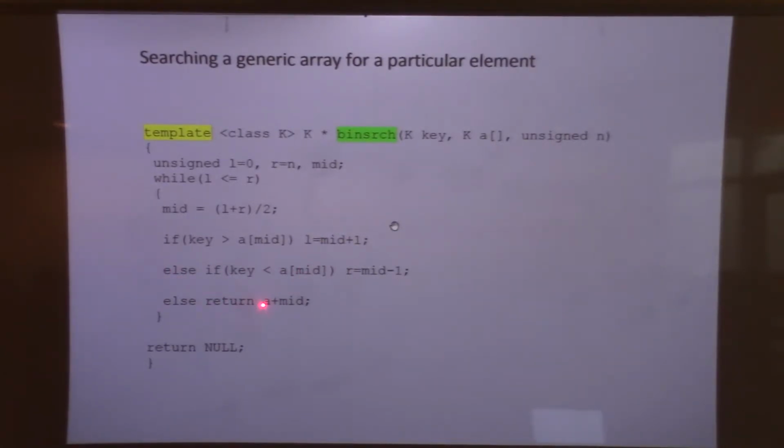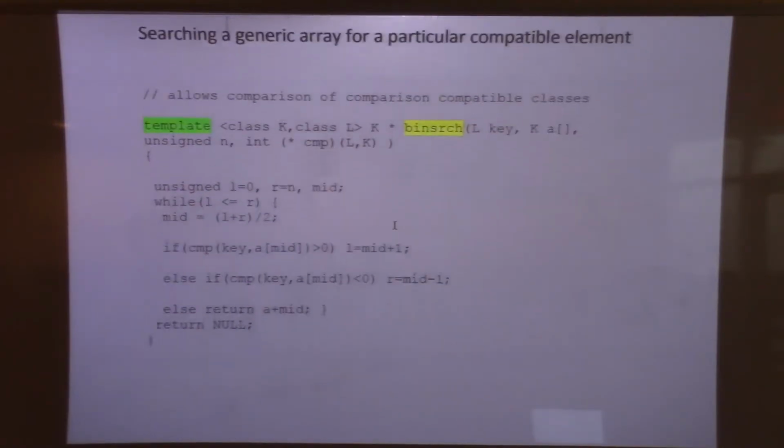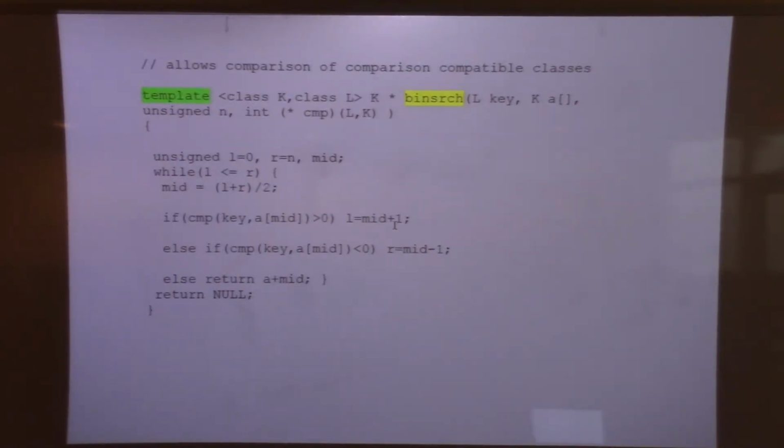Return K star plus int. So it will return a K star. So K star plus int is a K star. What's K? I don't know. So now to use this, I'm going to have allows compare.